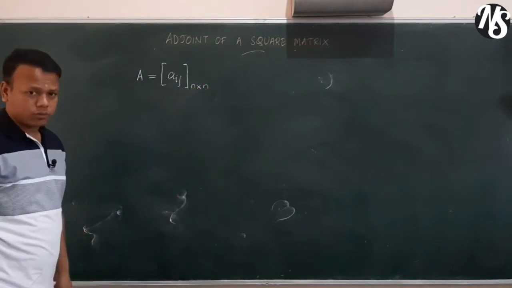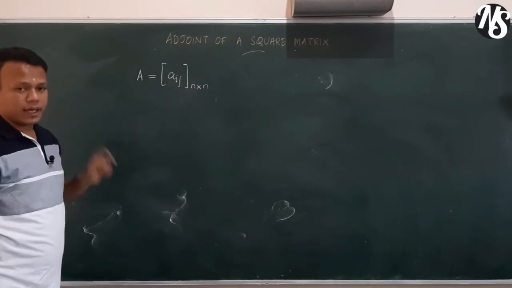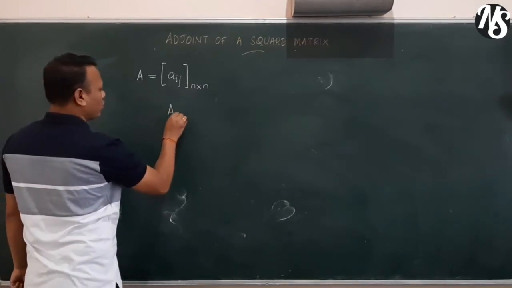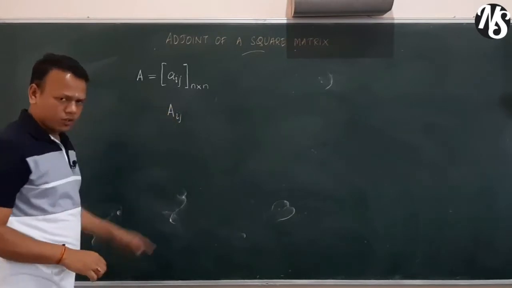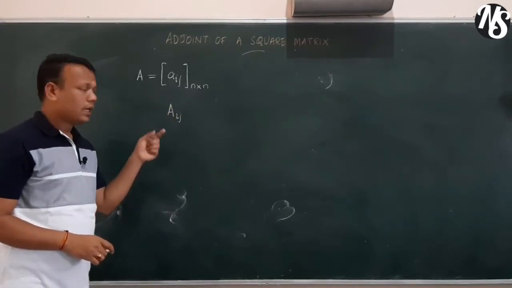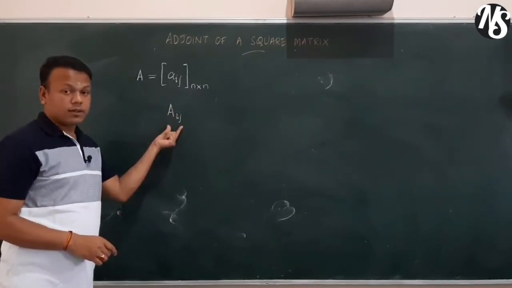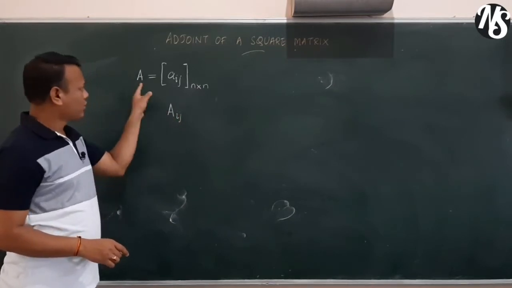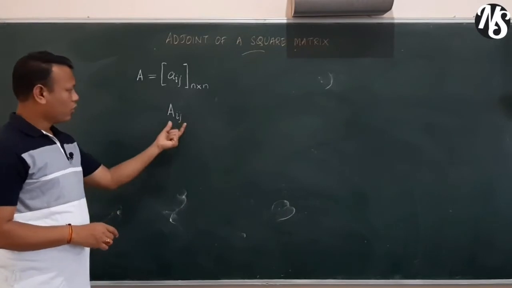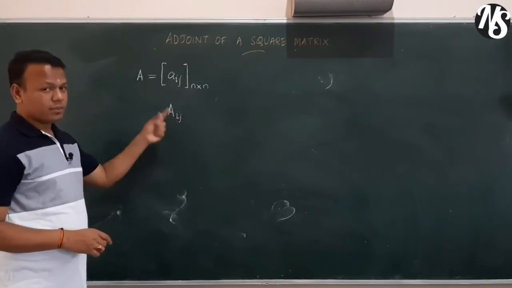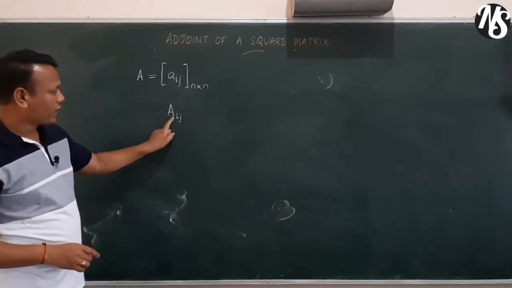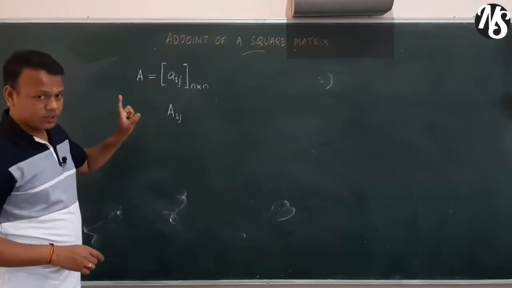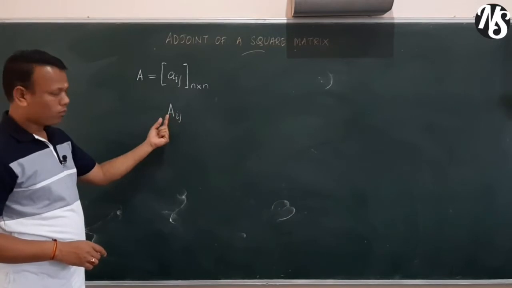Now, if this is my given matrix, what does this give me? You have already seen this, isn't it? This will give me the cofactor, isn't it? Cofactor of small Aij. So this gives me small Aij.